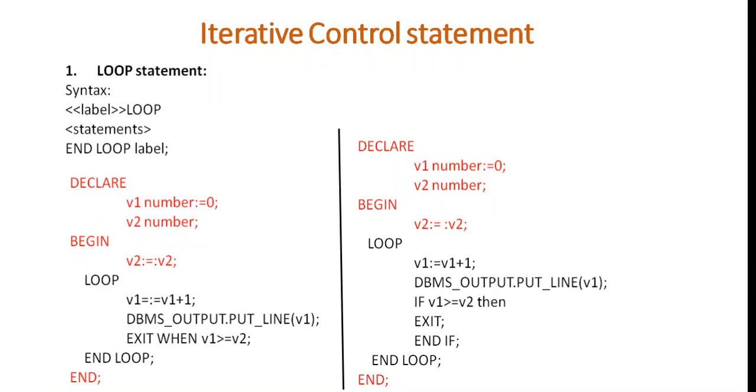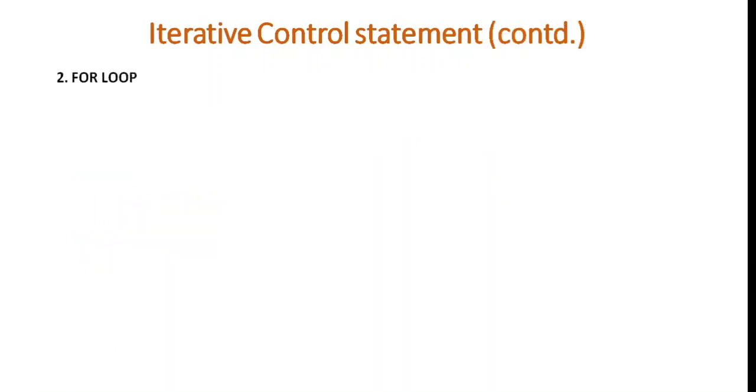the loop body. Okay, the next basic type of iterative statement, which is present in almost all programming or procedural languages, is the FOR loop. So here we directly see one example, that is, display the first 5 numbers by using a FOR loop. It is a simple example.